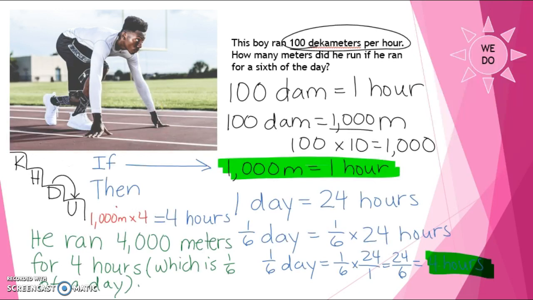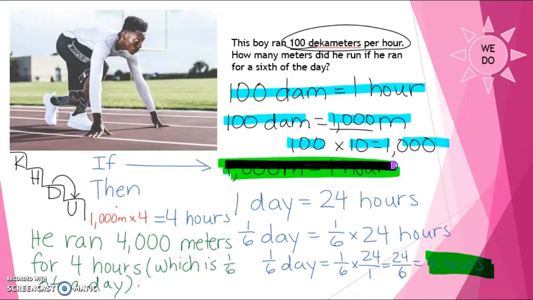Okay, so take a look at the answers, and you'll see the process that was followed here. First, we created our equation with the information from the problem. Then we said, okay, I have 100 decameters, and I need to make that into meters, so it's 100 times 10, which is 1,000. So we know that 1,000 meters equals 1 hour. Okay, then I switched colors. 1 day is 24 hours, so 1/6 of a day, which is the same as 1/6 of 24 hours, is only 4 hours. And so we know that if he had 4 hours, we need to multiply.